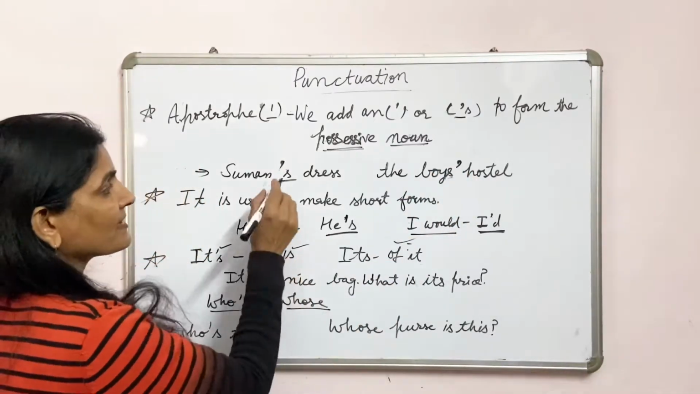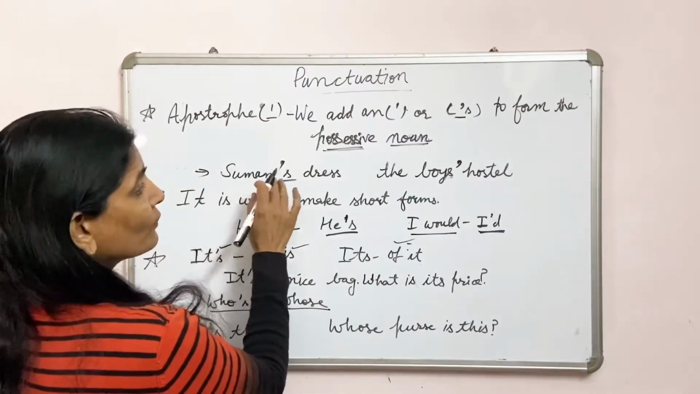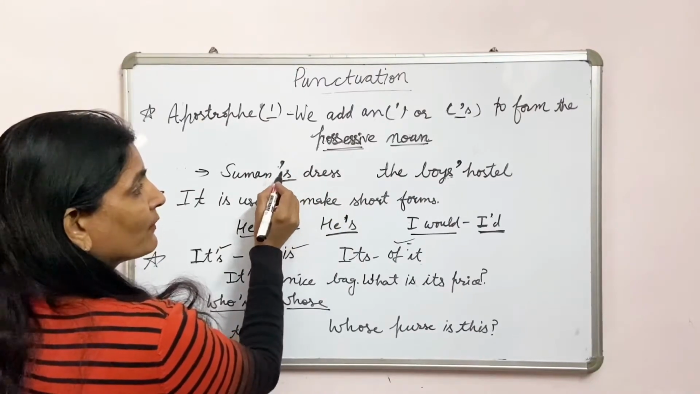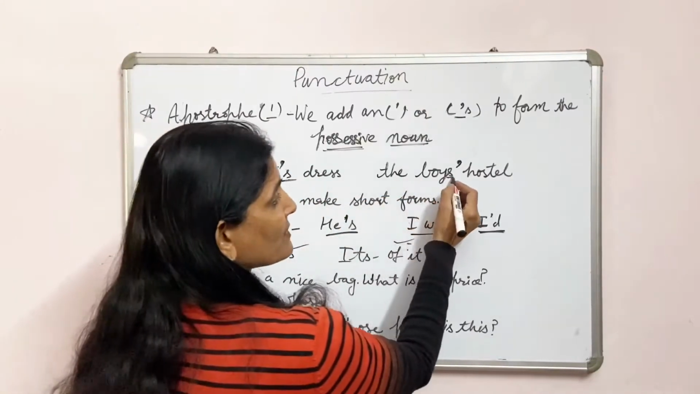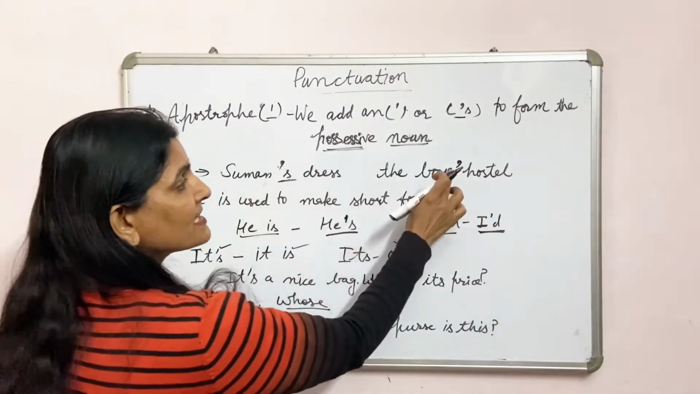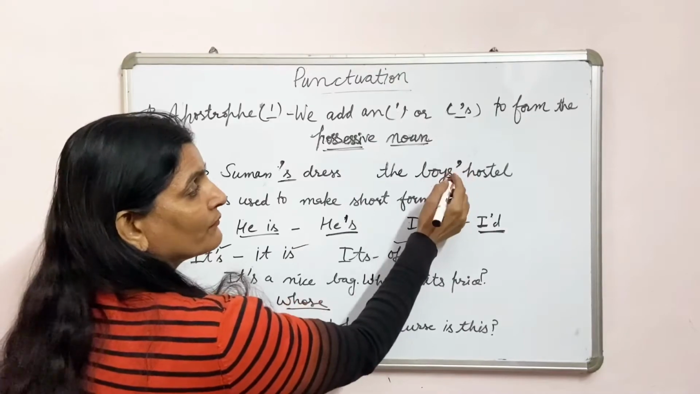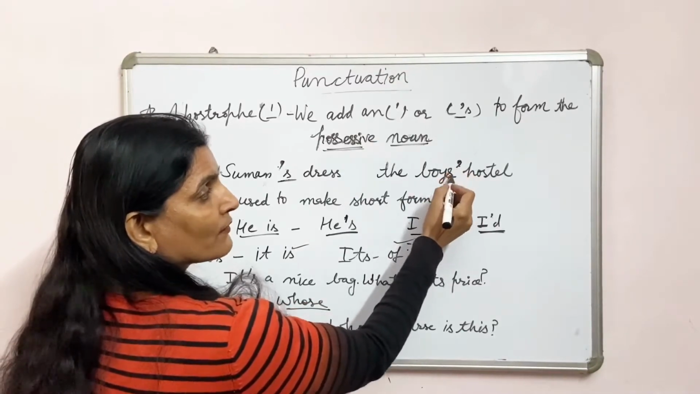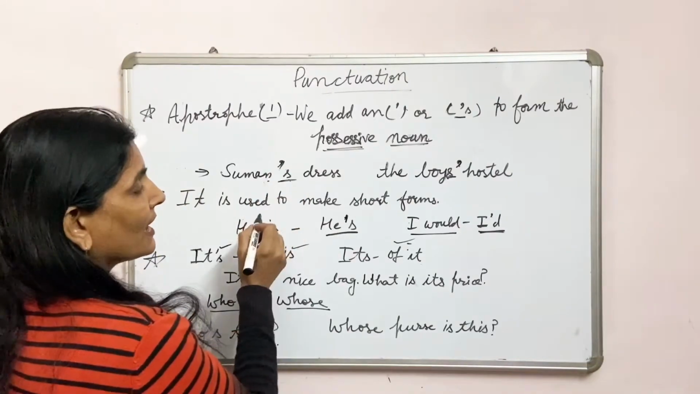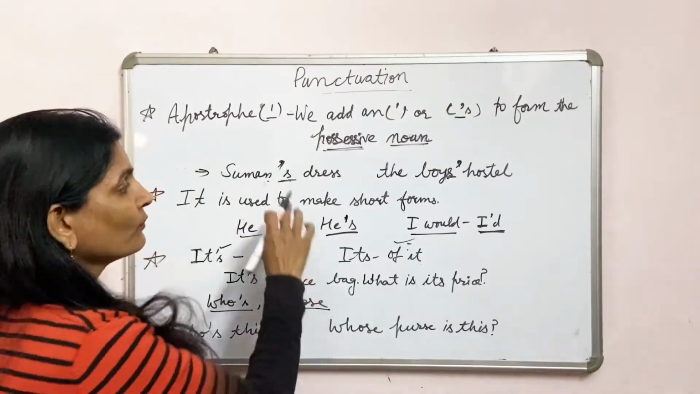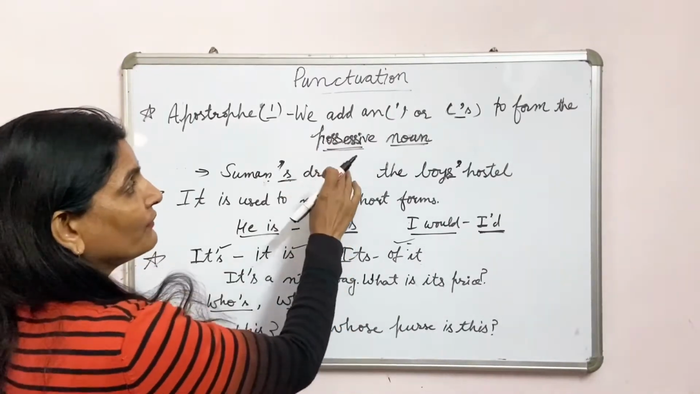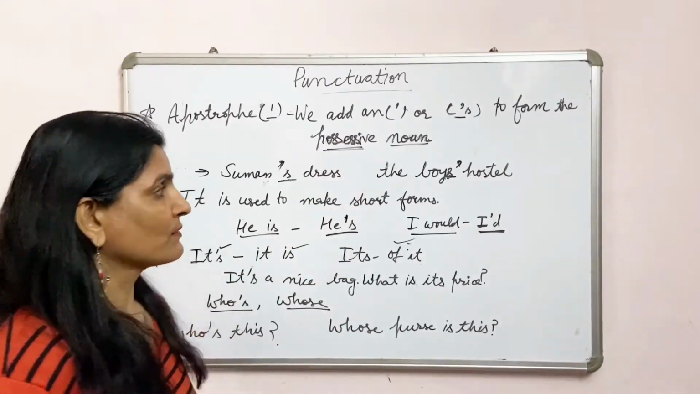Let us see the difference, students. Suman's dress. Here we have used the apostrophe before s, and here we have used the apostrophe after s. Boys is a plural noun, so we have used the apostrophe after s. Suman is singular, so we used the apostrophe before s. To know more about it, you can watch my video on possessive nouns.